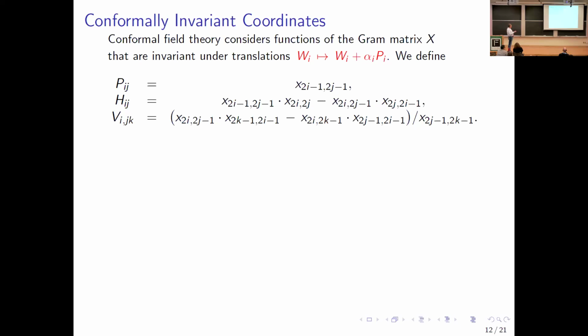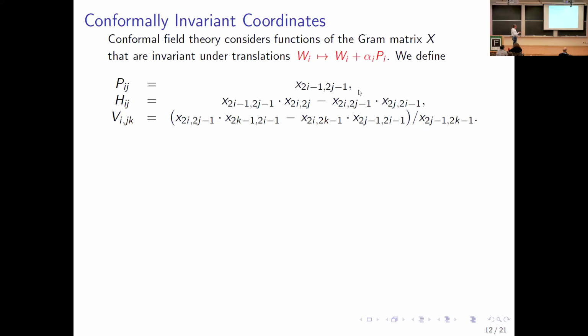Well, what are we going to do? We're going to write down some invariant functions. It turns out that Pij, the dot product between Pi and Pj, is invariant. You do nothing to the p's, you just translate the w. So if you dot two p's, they were invariant before, and they are invariant now.